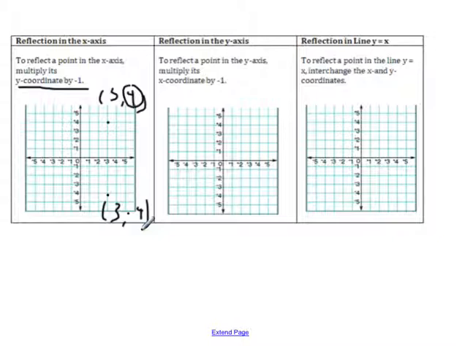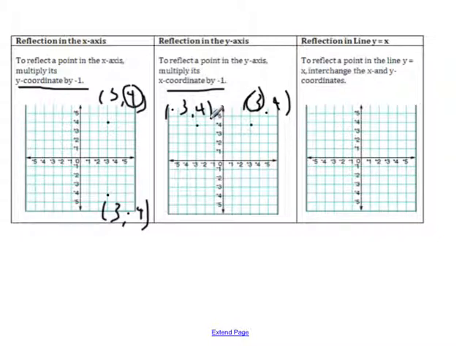Taking a look at the middle one here, to reflect a point in the y-axis, multiply its x-coordinate by -1. So reflecting over the y-axis, now we're going to multiply the x-coordinate by -1. Let's start again with that point 3, 4. We're going over 3, up 4. So that gives us the point 3, 4. Then we want to multiply the x-coordinate by -1. Well, that's going to give us -3, and then the y is going to stay the same. So we have the point -3, 4 for that one.